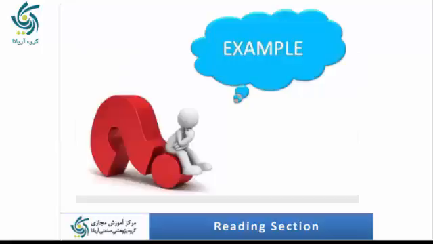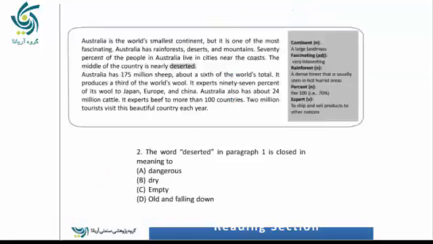In this part, we'll have another example that focuses on vocabulary questions. Alright, here we've got a sample passage of TOEFL iBT. The question is, the word deserted in paragraph 1 is closest in meaning to: dangerous, dry, empty, old, or falling down. As the question suggests, this is a kind of vocabulary question, so the techniques for these kinds of questions need to be applied.